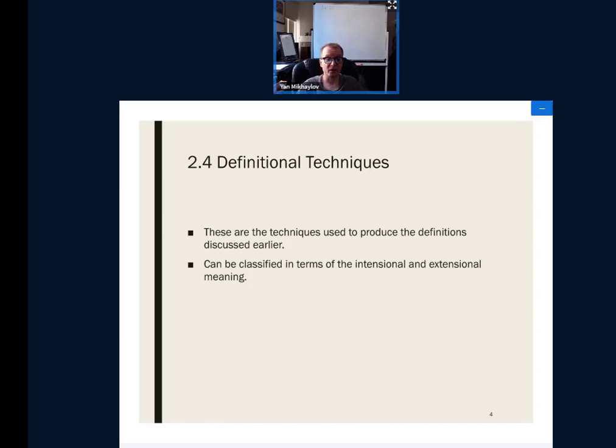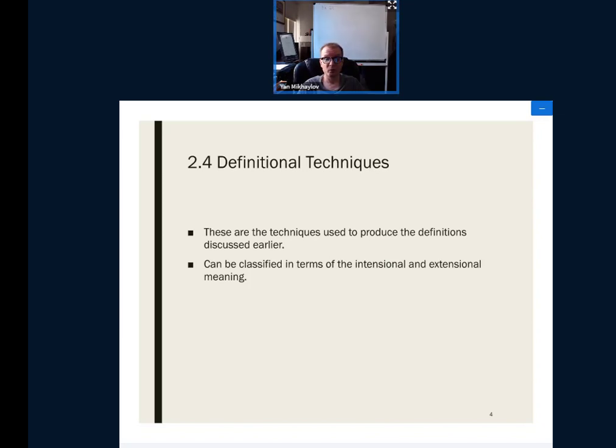Definitional techniques. Those are the techniques to create the definitions we talked about last week. Last week we talked about the types of definitions. Remember, stipulative, lexical, and so on. Well, how are they created? That is definitional techniques.